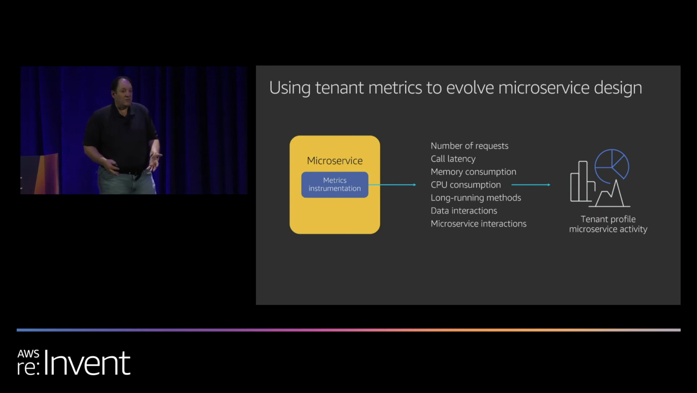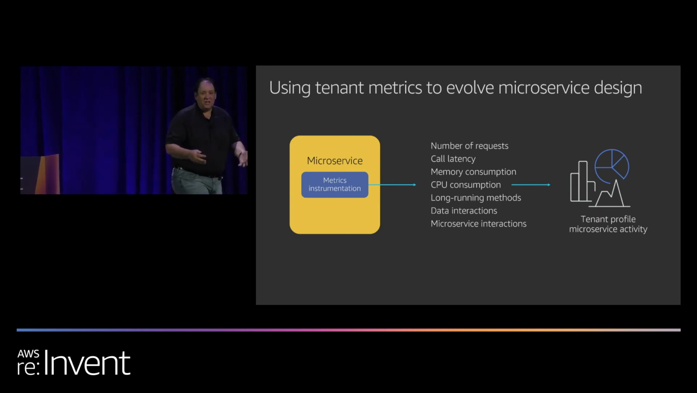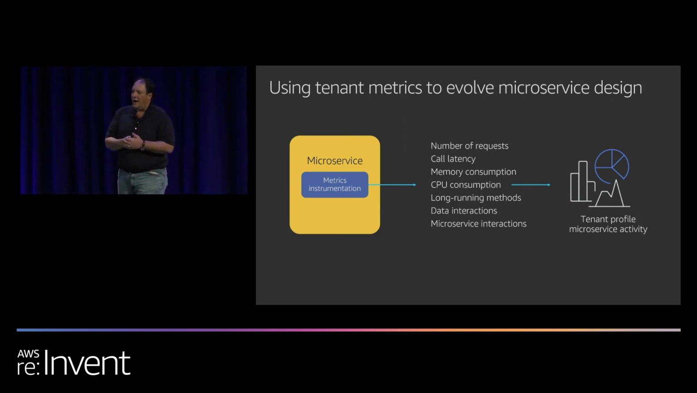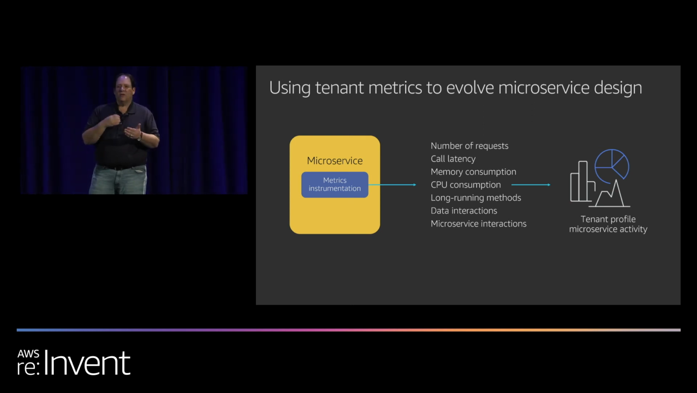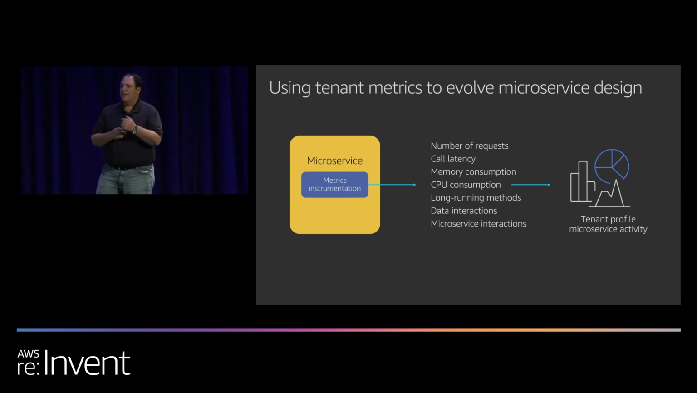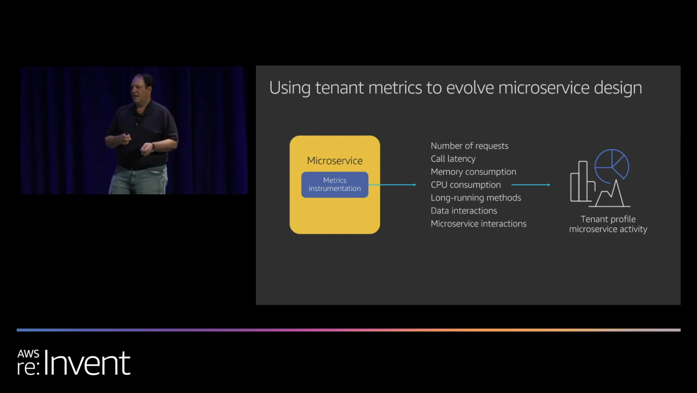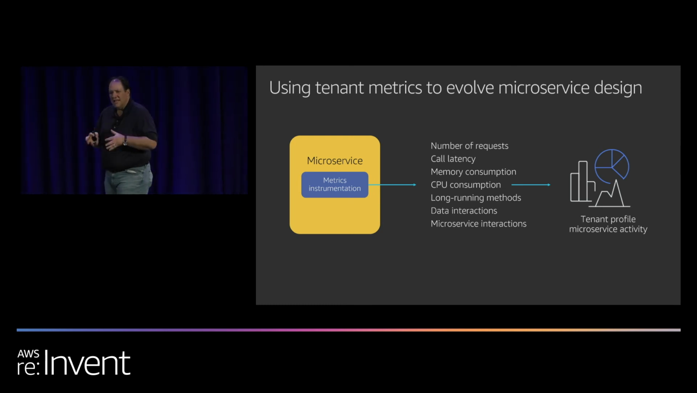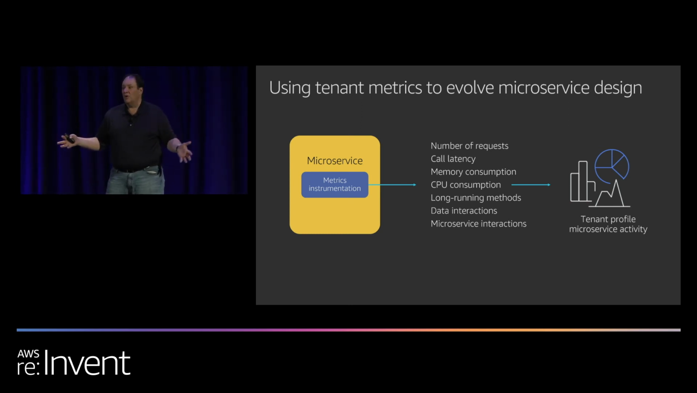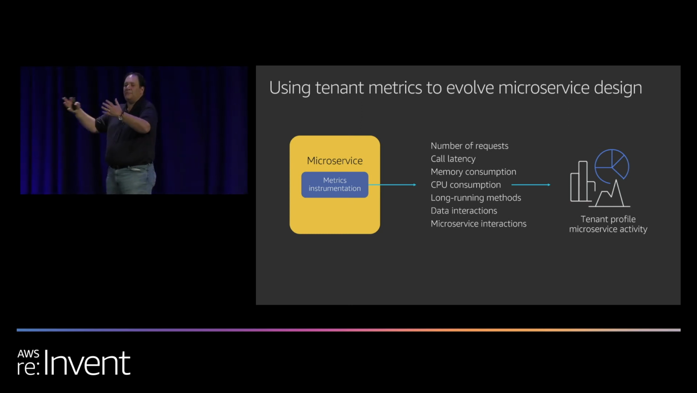So the only way to find out if it's right, and adjust and evolve, is to wire up your microservices with as many metrics as you can, and those metrics should have tenant context and tier context attached to them, so you can see not just how tenants in general are consuming your system, but how different types of tenants are consuming your system.